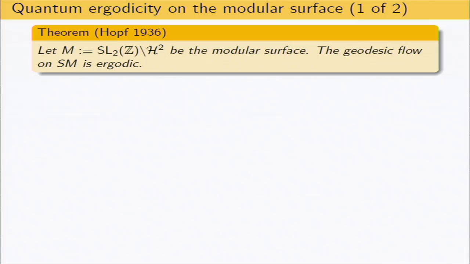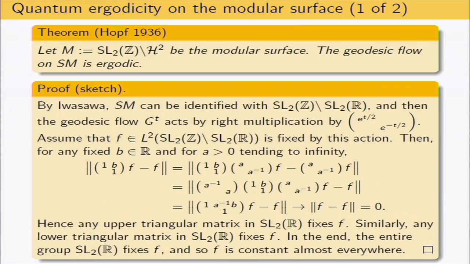In particular, I mentioned that on the sphere, the geodesic flow is completely integrable. Here, the geodesic flow is ergodic. In fact, this was observed for all hyperbolic surfaces of finite volume by Hopf. Here, I attempted to put on one slide the proof of Hopf in a modern way of telling the proof for the modular surface. So this is the proof.